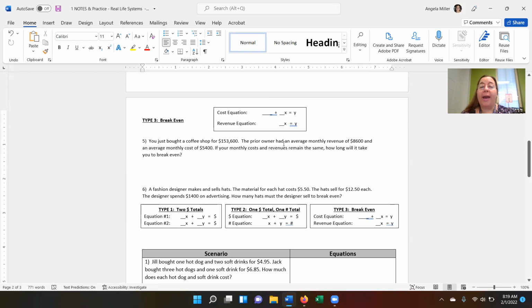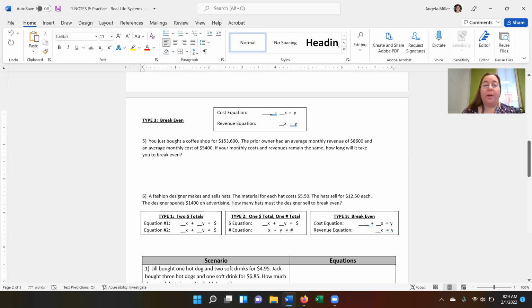The prior owner had an average monthly revenue of $8,600 and an average monthly cost of $5,400. So these, we're saying the average, which means that these are going to increase or decrease, right, depending on the number of months. So in this case, if I were to have 2 months of revenue, then this number would go up, right? If I were to have 2 months of cost, then this number would go up. So that makes that the variable. So month is my variable.